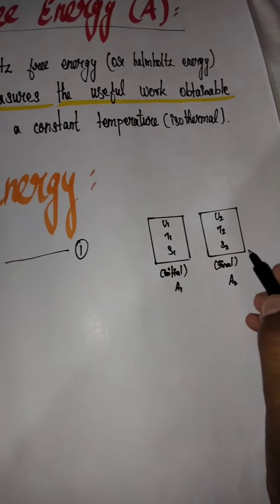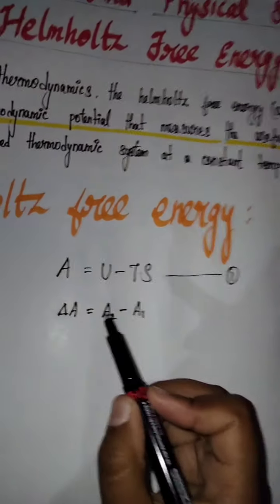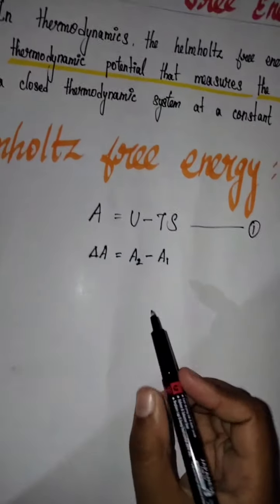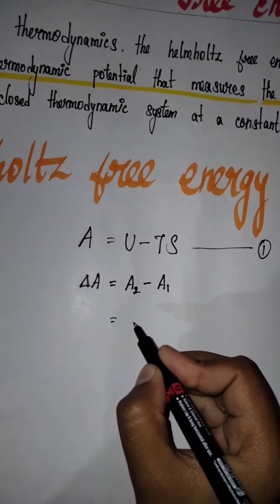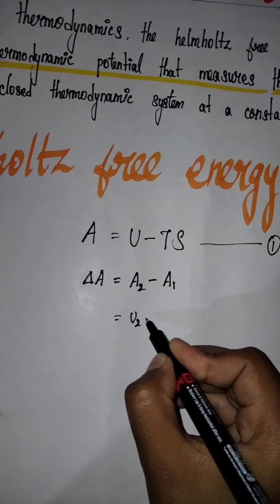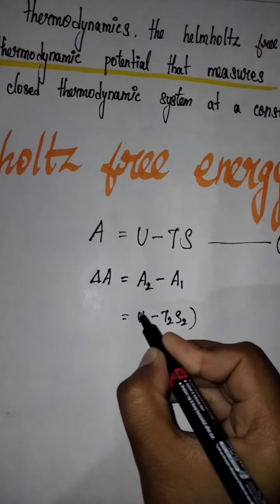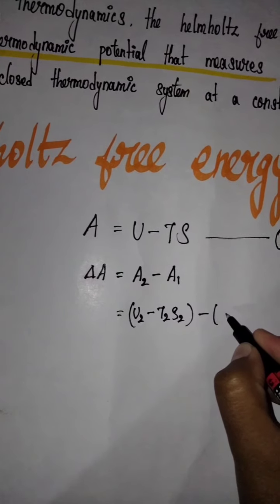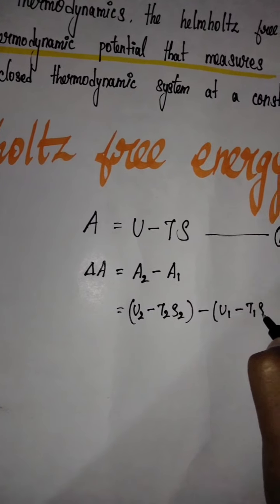We know what A2 is: it is U2, T2 and S2. So we know the definition of A: A is equal to U minus TS. According to this, A2 is equal to U2 minus T2 into S2, and A1 is equal to U1 minus T1 into S1.